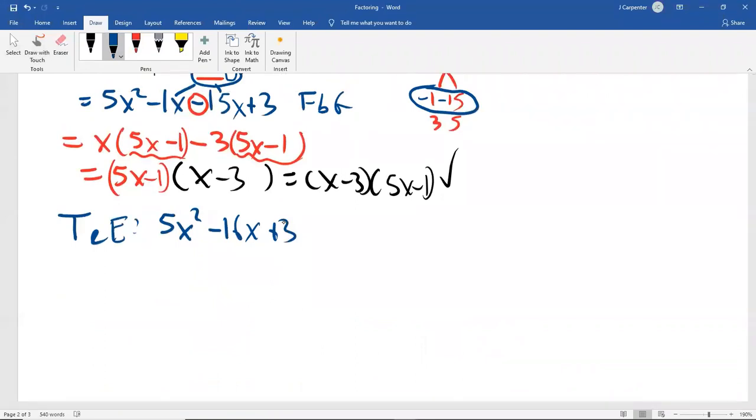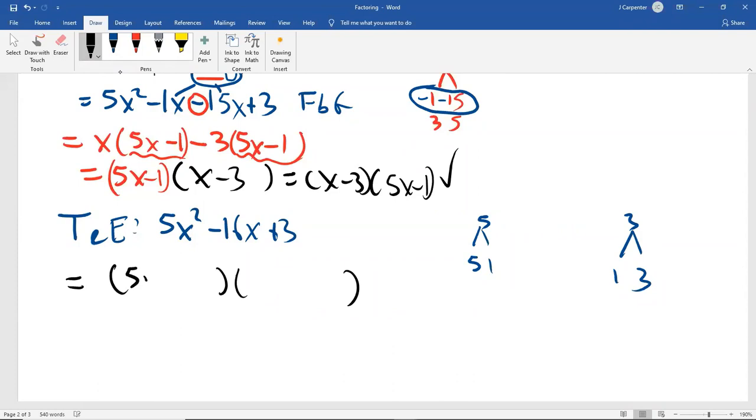So trial and error looks a little different. You're still going to be splitting up numbers into pairs of multiples, but you do it for the A and the C instead. So for the A, that's splitting up 5, which is 5 times 1. For the C, that's splitting up 3, which is 1 times 3. And then you're just going to use these numbers in pairs of parentheses. The 5 and the 1 would go with the x in the first slot. The 1 and the 3 would go just to the numbers in the second slot. But you have to swap things around.